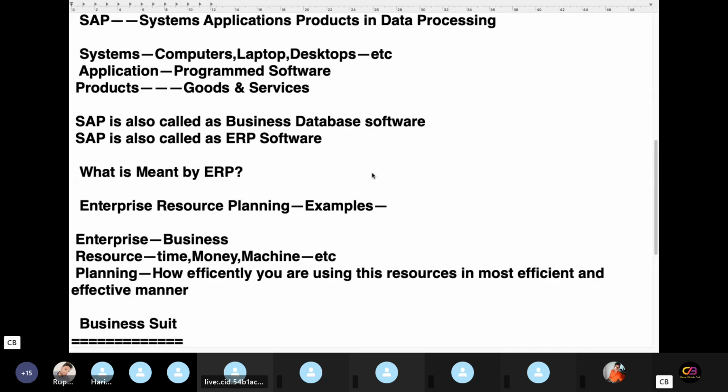So many ERPs are available in the market: JD Edwards, Microsoft Dynamics, QuickBooks, PeopleSoft, and many others. But why SAP? Because of integration, reliability, trustworthiness, and being more user friendly. SAP gives support to the customers, and SAP launched Fiori apps. This makes the user's work very simplified. So many reasons make SAP number one in the world.